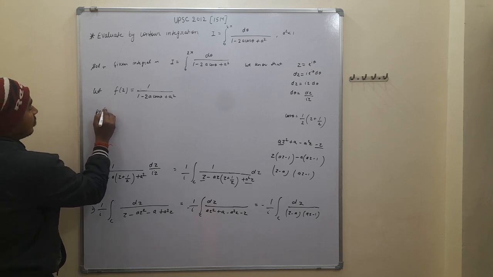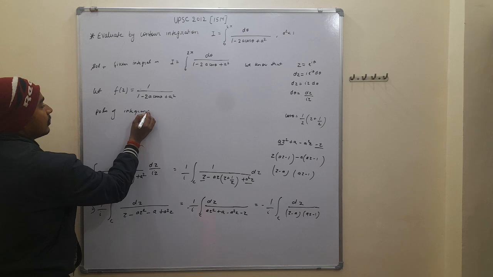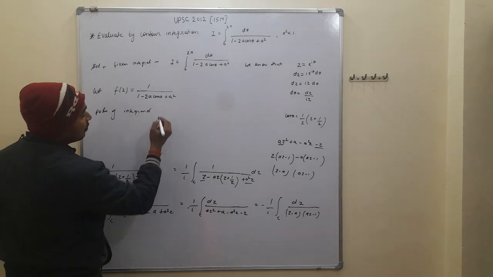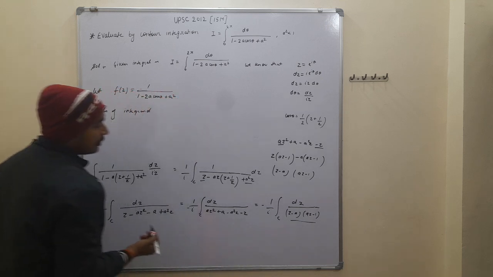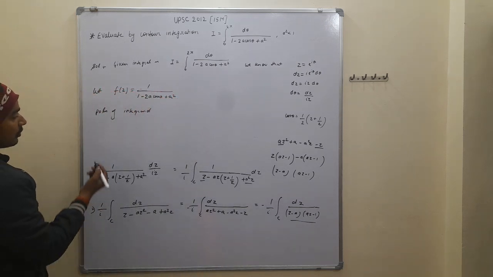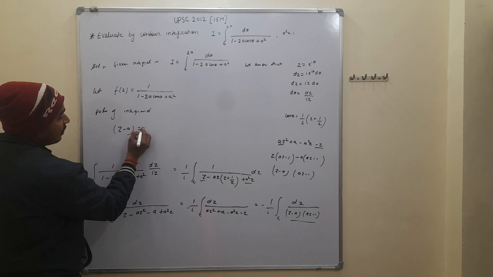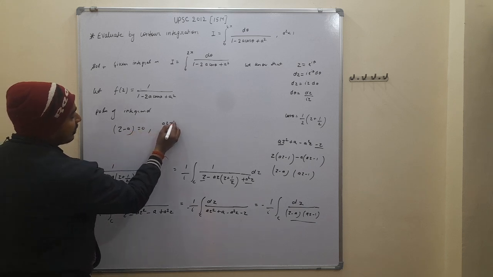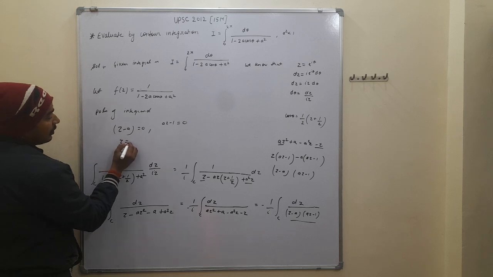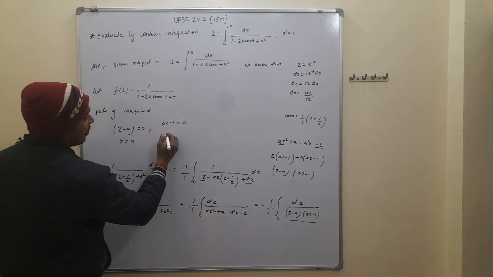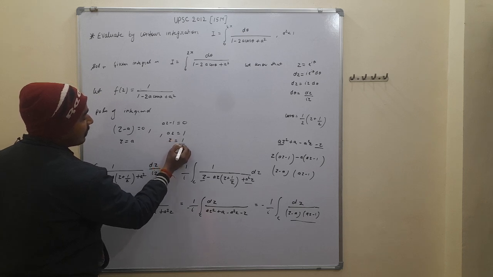Poles of the integrand, that is, the denominator taken equal to 0, so we have to find the poles. This is given by z minus a is equal to 0 and az minus 1 is equal to 0. This is given by z is equal to a, and from here az is equal to 1 and this is z is equal to 1 by a.